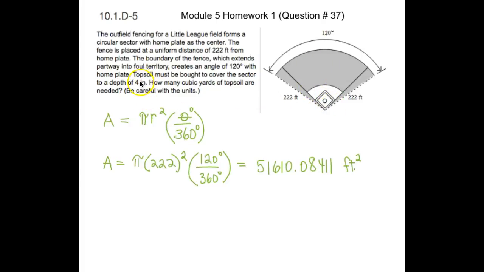Now we're looking for volume because soil would be measured in volume. It covers an area, but it has some depth to it. And so we need to take that answer and multiply it by the depth of our topsoil. Our units on area are in feet, and this is in inches. So we want to be careful to convert this 4 inches into feet before we multiply it.